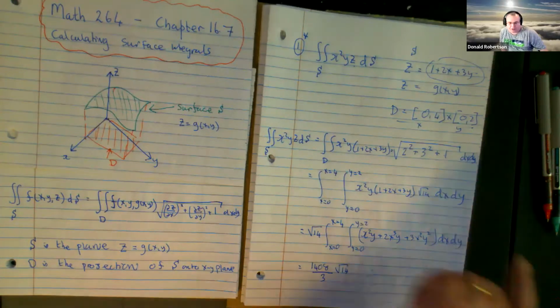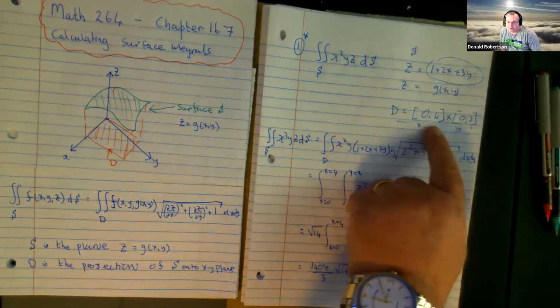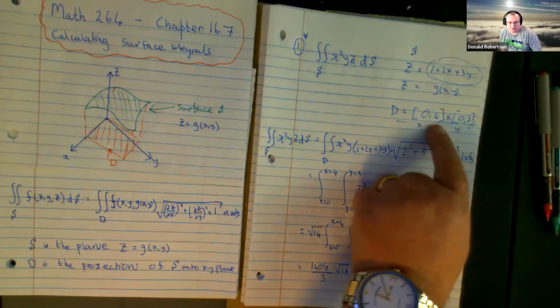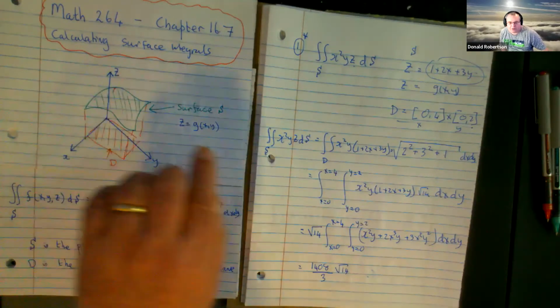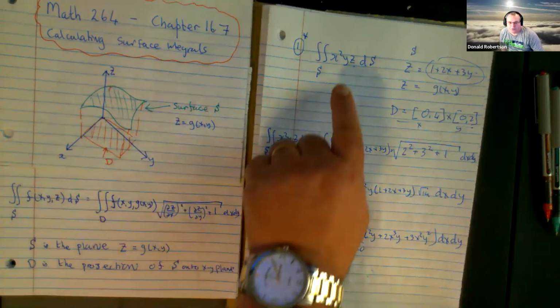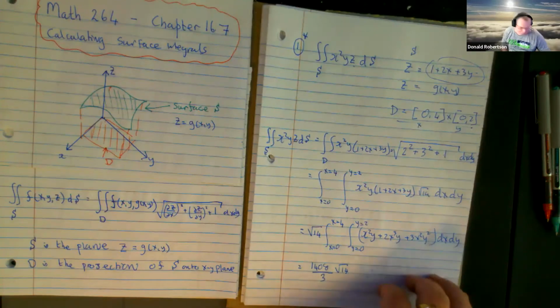So if you integrate over this surface above this rectangle on the ground, so imagine this rectangle here is these guys, and that this is the green surface. The integral of that surface using this function ends up being that value.